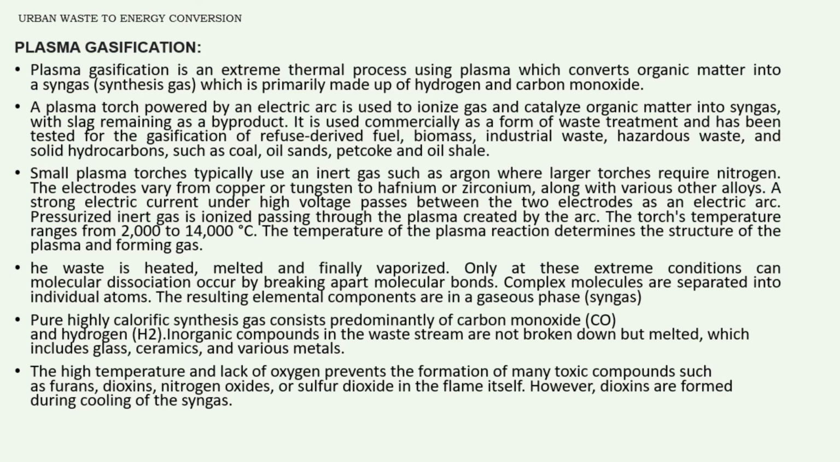electric current under high voltage passes between these two electrodes as an electric arc. Pressurized inert gas is ionized, passing through the plasma created by the arc. The temperature varies between 2000 to 14,000 degrees Celsius. The temperature of the plasma reaction determines the structure of the plasma and the forming gas. In this way, we get synthesis gas, which contains carbon monoxide and hydrogen.